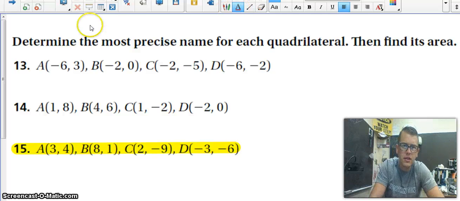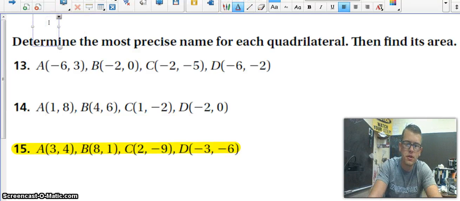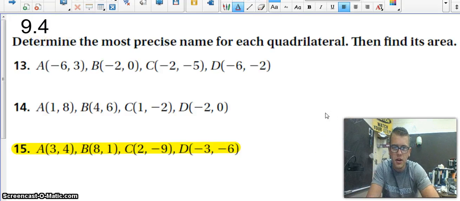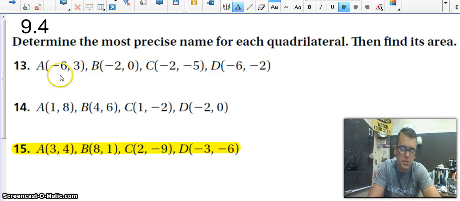Hey guys, we're back again in 9.4. I guess I should have notated that this is 9.4. And we're going to be looking at question 15 from that homework. Colin asked this question, so thank you, Colin. We're asked to find the most precise name for each quadrilateral and then find its area.